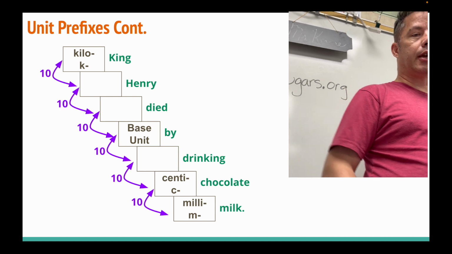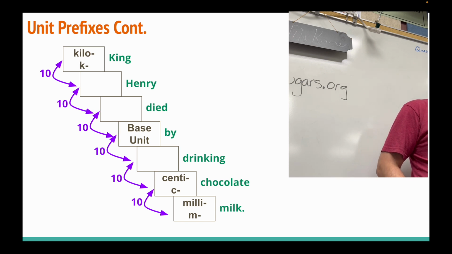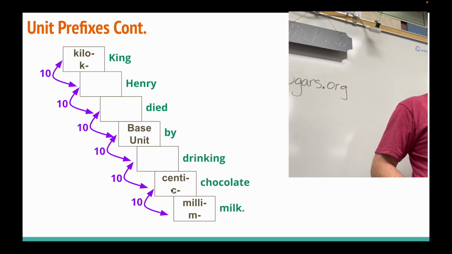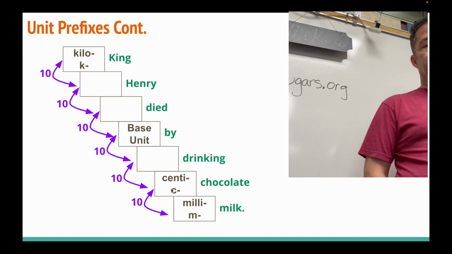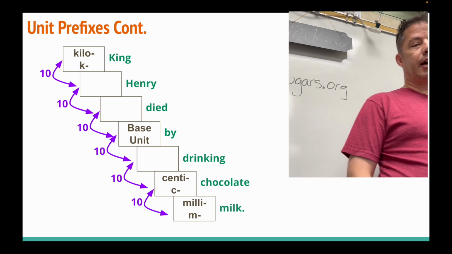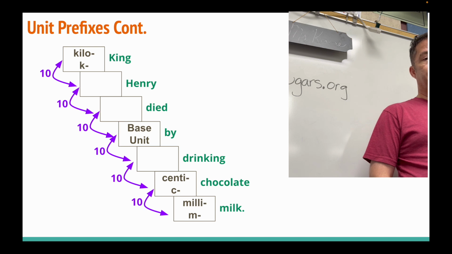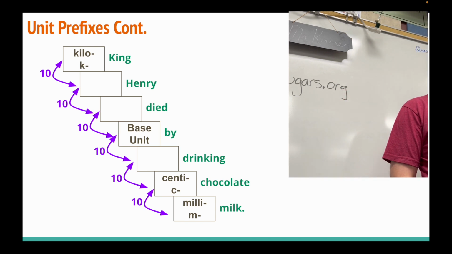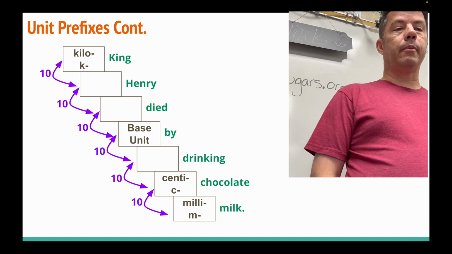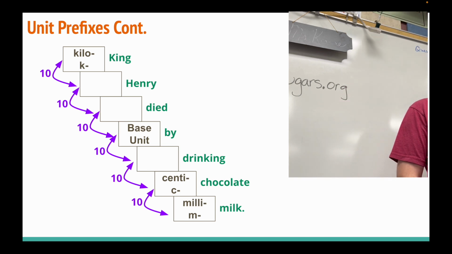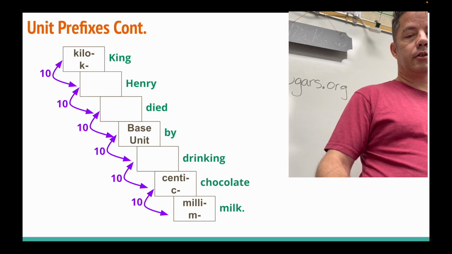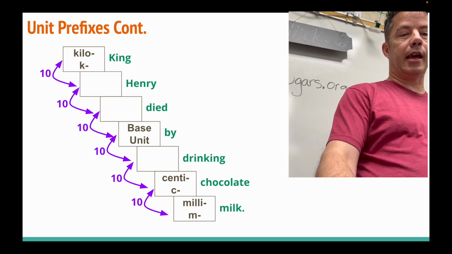But each staircase is 10 times. If we start at the bottom here at milli, centi is 10 times bigger than milli. Deci is 10 times bigger than centi. The base unit is 10 times bigger than deci. And then so on up until we get to kilo, which is 10 times bigger than hecta. Okay, so each step is times 10.